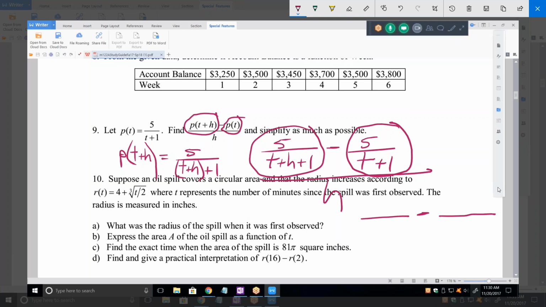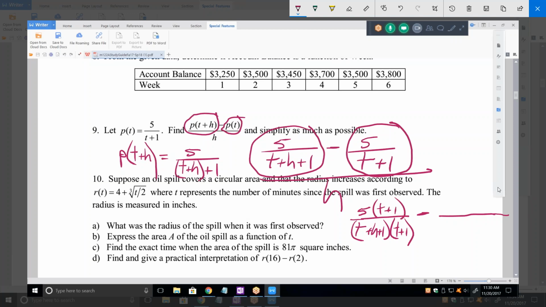That's just the numerator I'm dealing with here. What is my least common denominator? t plus h plus 1 times t plus 1. Don't multiply it out. Leave it in factored form. And you'll see why it's better to leave it that way. What's the numerator got to be? Just 5 times t plus 1.